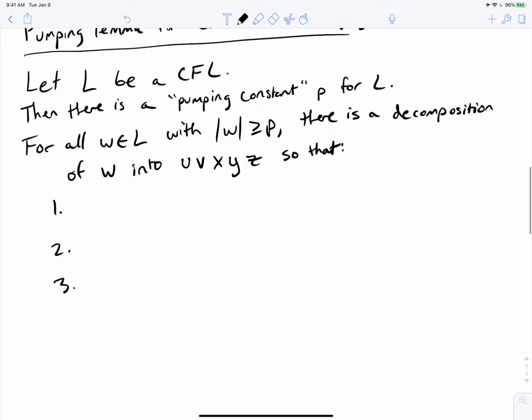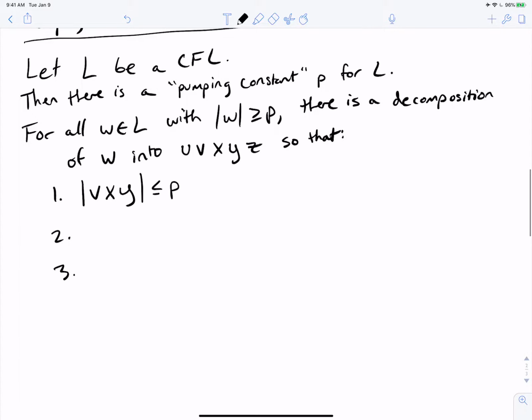Okay, so the one we just derived was that the length of VXY, the 3 middle pieces, is at most P. Again, this one is not actually truly required, but it's really useful. It makes our lives so much easier. So that part is true.